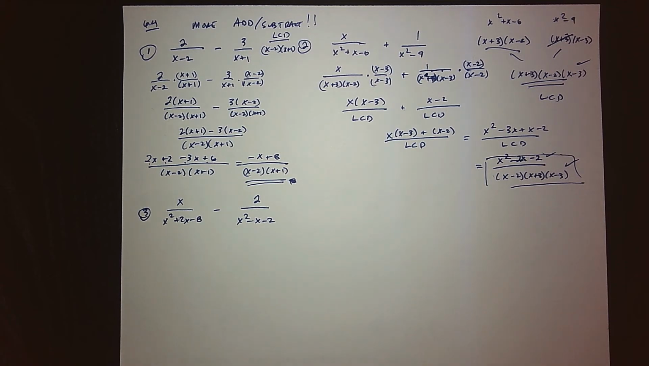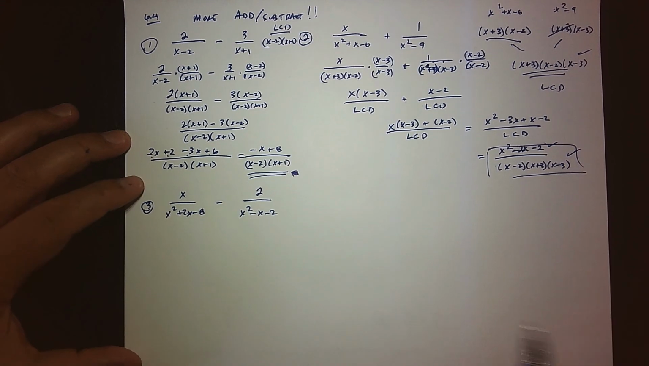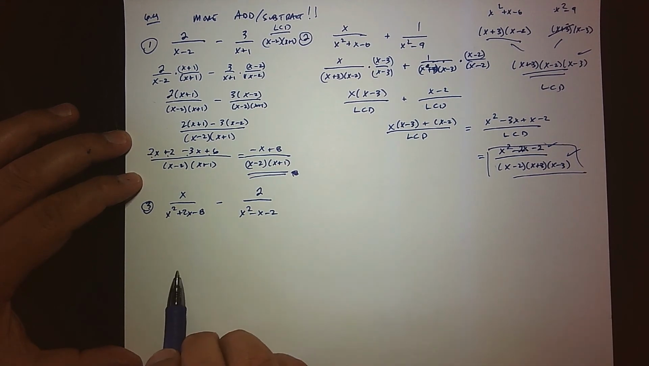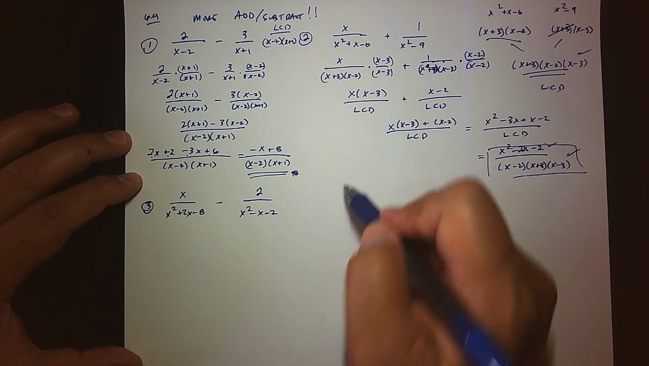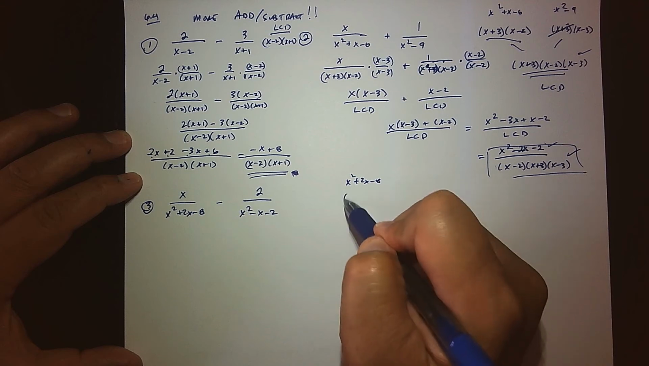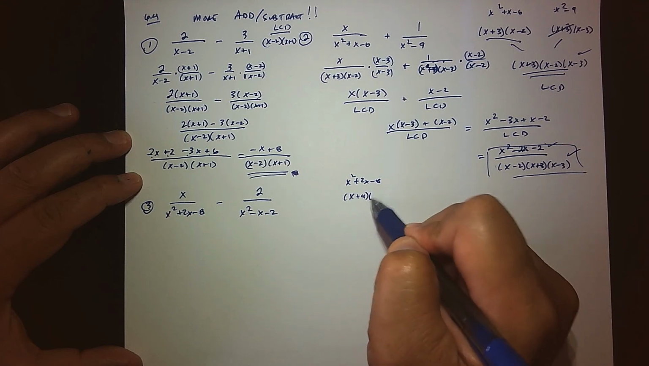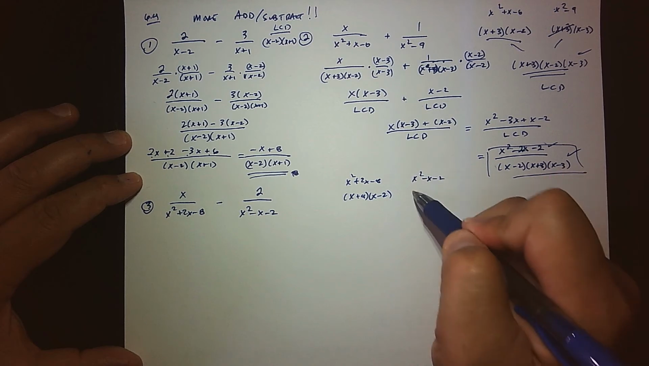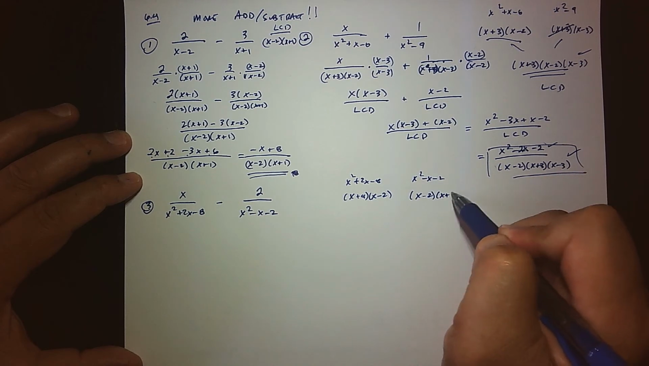All right? So last example. So we've got x squared plus 2x minus 8 and x squared minus x minus 2. They're not the same. So let's go over here and do some factoring work. I believe this factors as x plus 4 and x minus 2. This one factors as x minus 2, x plus 1.